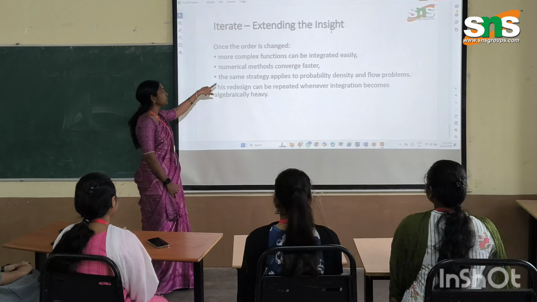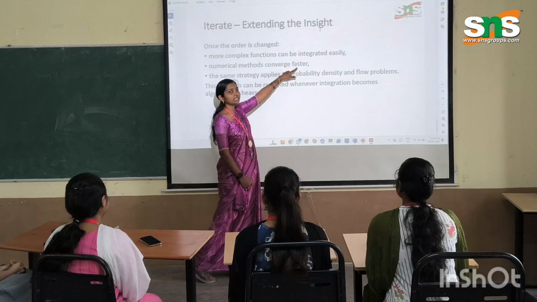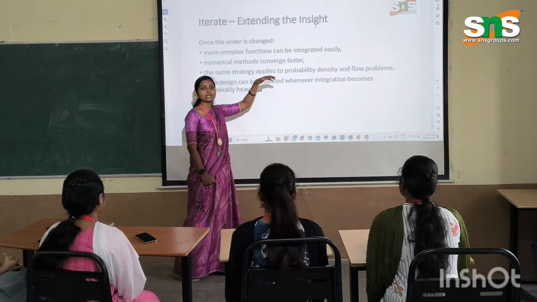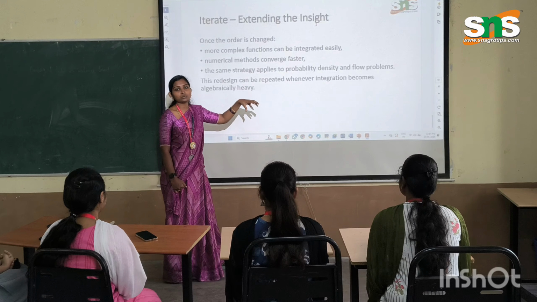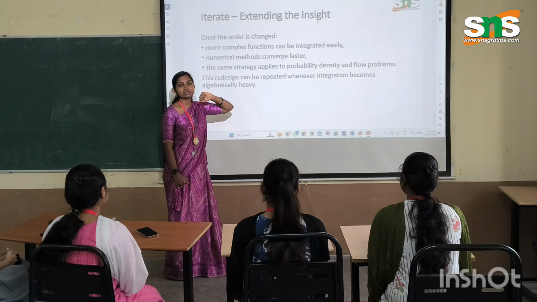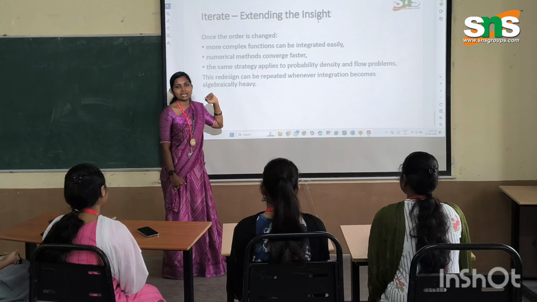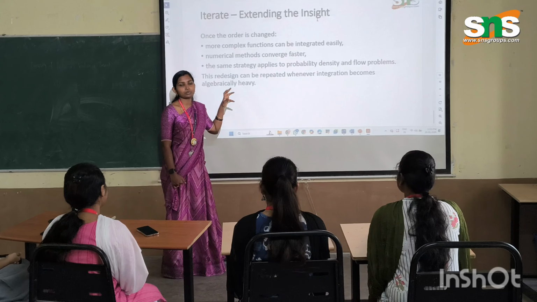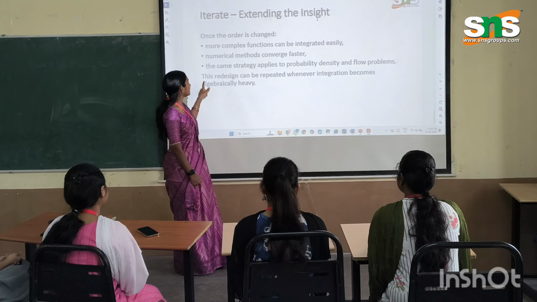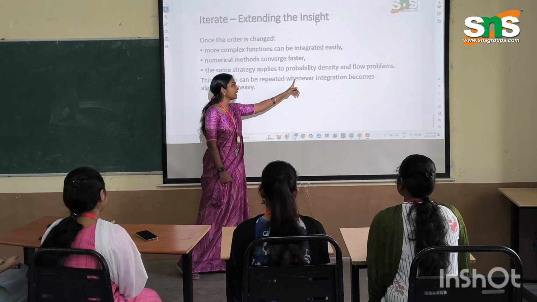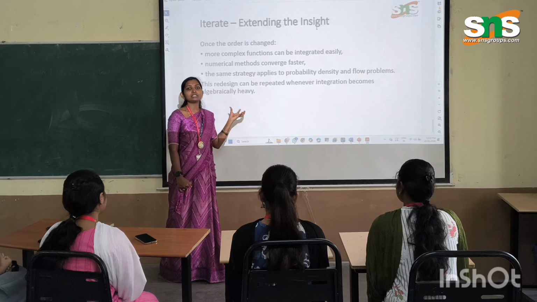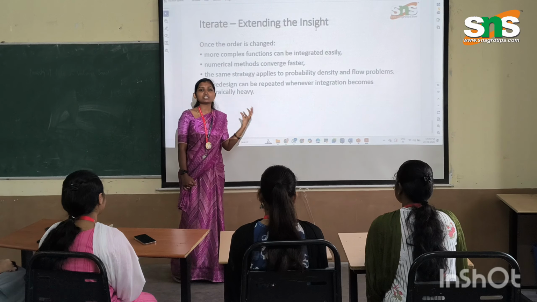So once the order is changed, more complex functions can be integrated very easily like we have discussed, and numerical methods converge faster. Converge faster means it will meet at a point in an easier, simpler way. The same strategy applies to probability density and also flow problems. In previous cases we have designed, this change of order of integration can be applied in probability problems, fluid density problems, or some sort of engineering problems. All these things can be applicable here, and this redesigning can be repeated whenever integration becomes algebraically heavy. If it is really heavy to interpret the integration concept, we can implement the change of order of integration.